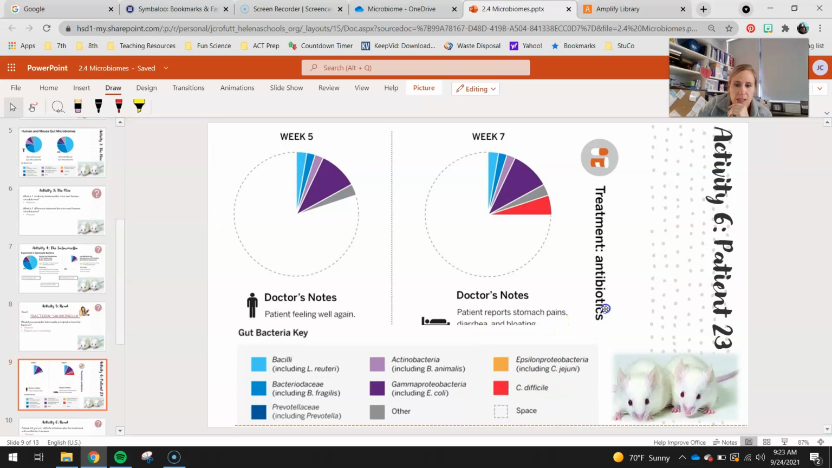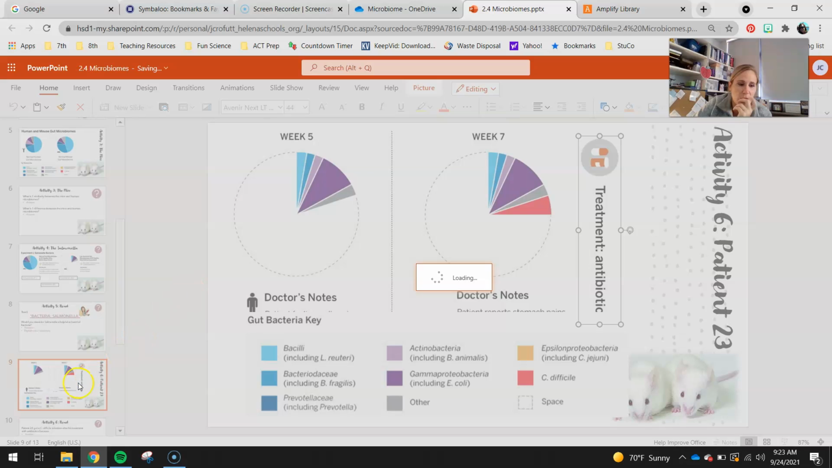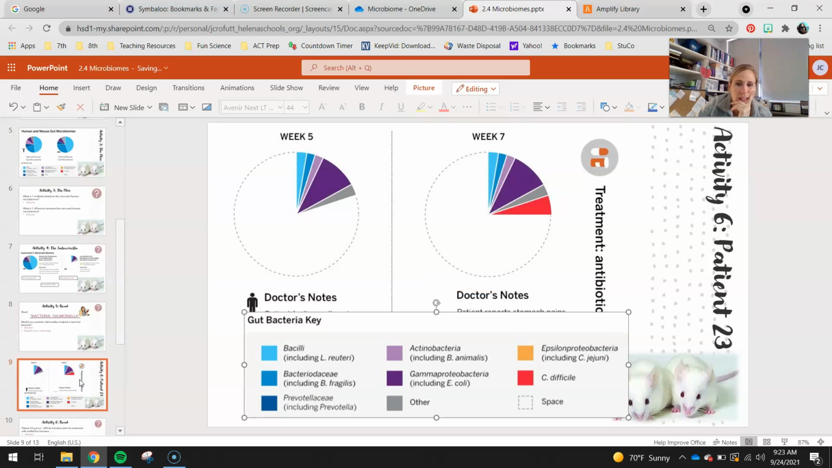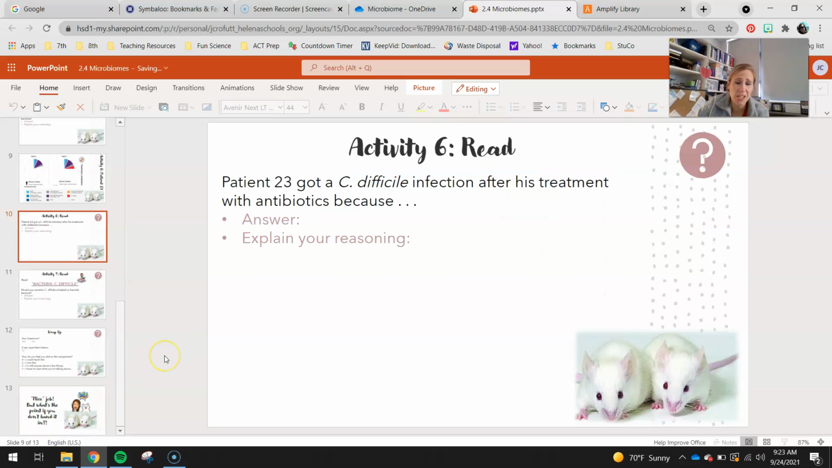You can click and make this larger if you need. Okay, but I want you really to take a good look at that and figure out what's going on in these two pie charts. And then I want you to answer this question here on the next slide. Okay, next slide says, patient 23 got a C. difficile infection after his treatment with antibiotics because... Answer, tell me why, and explain your reasoning right here.